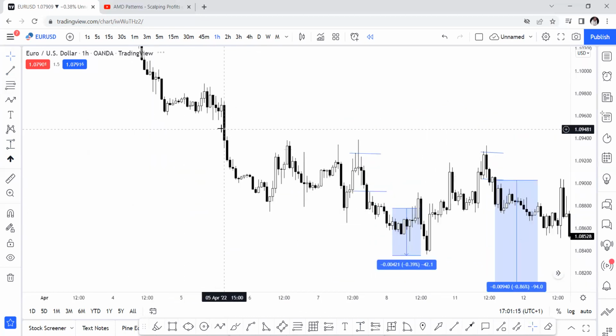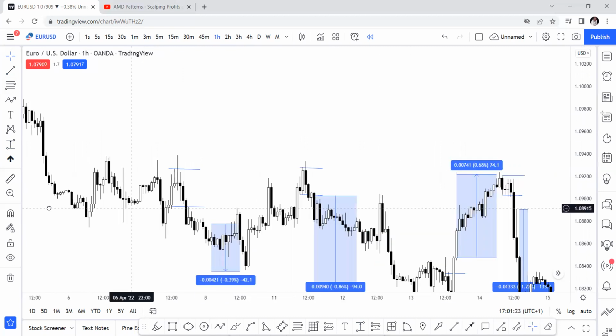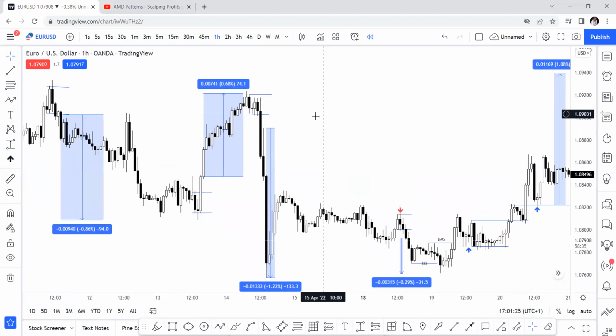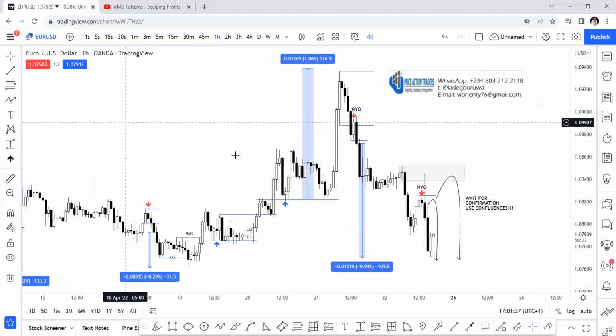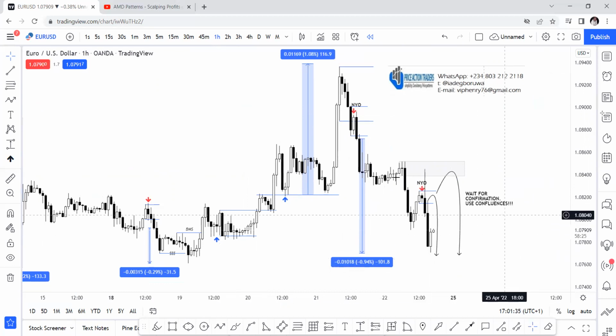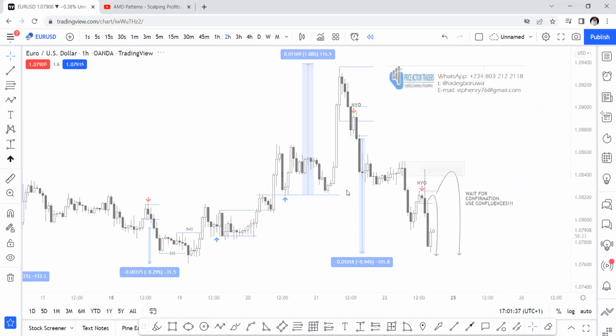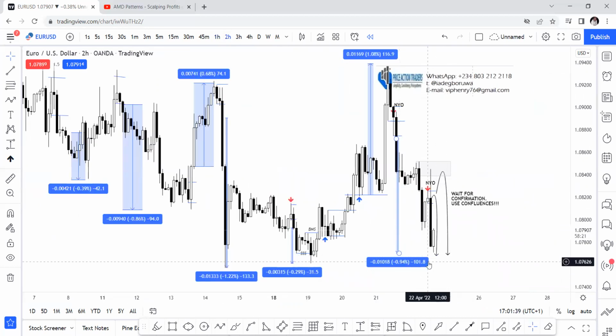42 pips. This is 13:00 GMT. You can see it. So that's that for Euro USD. And it's still going to sell down. I think it's coming to this place, right? It's still going to sell down. If you go to 2 hours, you see it more.